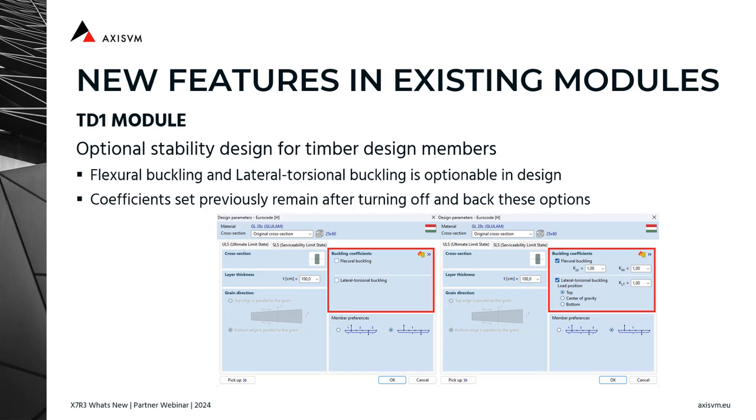Inside the design parameters dialog of TD1, 2 new checkboxes are added which are responsible for the adjustability. If you allow these checks, the detailed design calculation will only include the ones which are set for the specific design member.